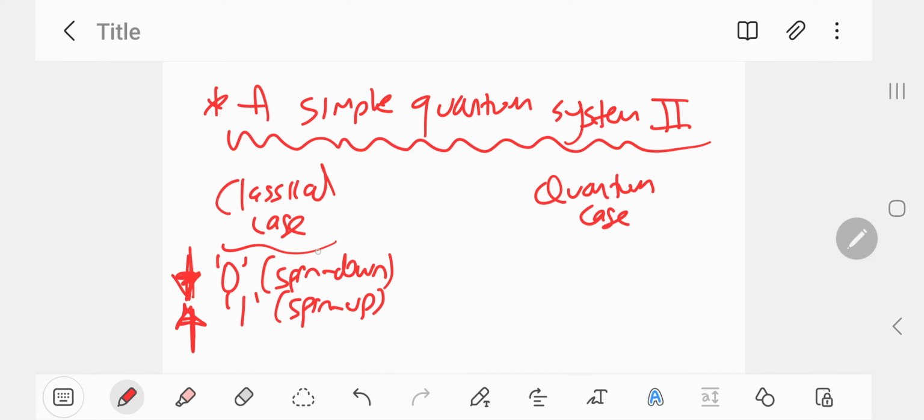You can also think of these two states as being the two different states of a light switch. So a light switch could be off, 0, or on, 1. Let's go to the quantum case. Now let's take the spinning top as being an electron.